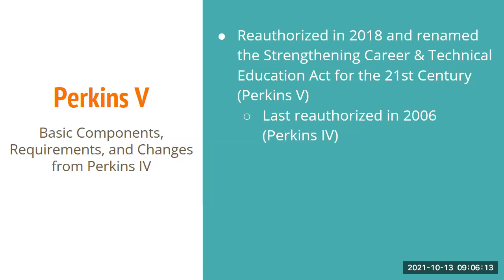So Perkins was reauthorized in 2018 and renamed the Strengthening Career and Technical Education Act for the 21st century. Nobody calls it that though, we just call it Perkins 5. It was last reauthorized in 2006, and I bring this up because there's a big gap between 2006 and 2018, and grant managers and faculty got pretty used to the way things were, and when they changed, it was a little bit disruptive, especially because the changes in many ways refocus Perkins to be more explicitly focused on closing gaps with our special populations, and not just improving programs through equipment purchases.